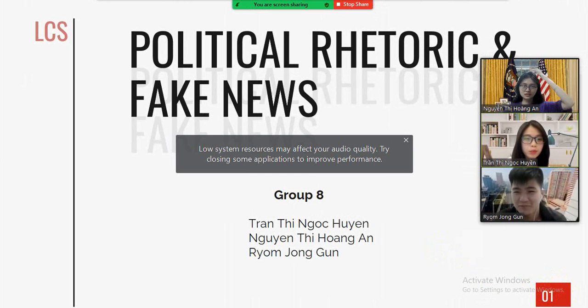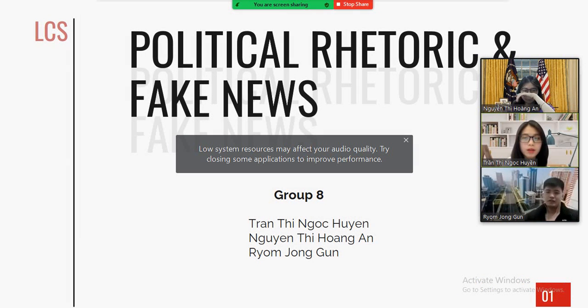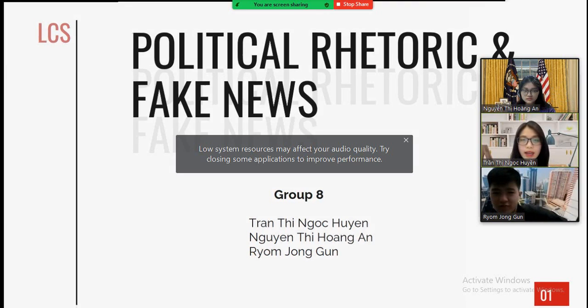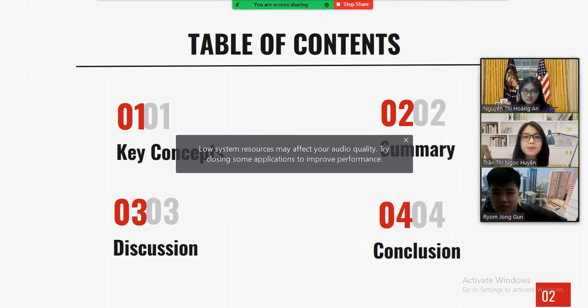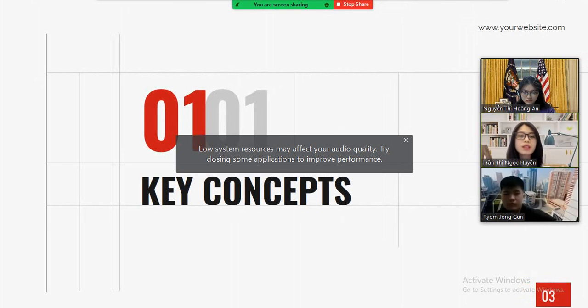So in the presentation today, we'll get to know the topic political rhetoric and fake news. And so next slide we will introduce our table content. It will include four main parts. The first one is key concept. The second is the chapter summaries. The third one is discussion sections, and we'll come to the last part as the conclusions. So we will come into the very first part, the key concept of the presentation today.